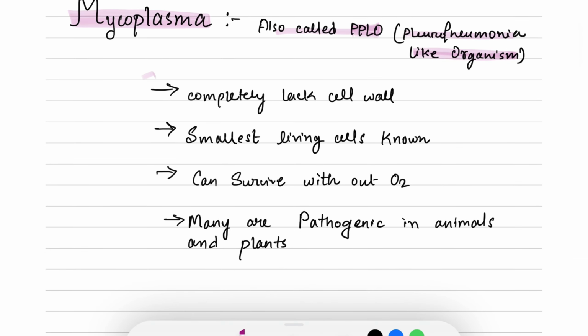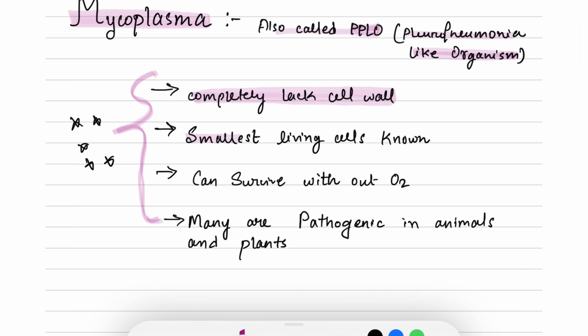Now these 4 features are very important. Give it a 5 star. You should very clearly remember these 4 features, frequently asked in your MCQs. Mycoplasma completely lack a cell wall, meaning they don't have a cell wall. They are an exception among bacteria, as they don't have a cell wall.